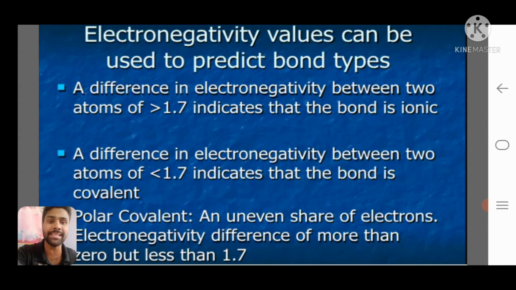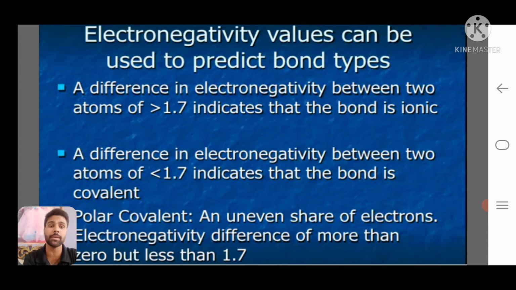For example, in NaCl, sodium is a metal and chlorine is a halogen. That's why the electronegativity difference is more than 1.7. That is why it is an ionic bond. If the difference in electronegativity between two atoms is less than 1.7, it indicates that the bond is covalent.